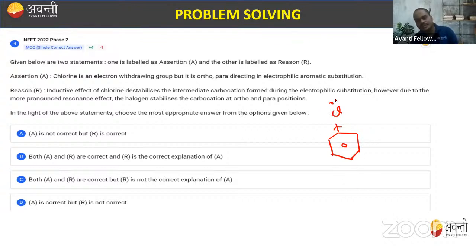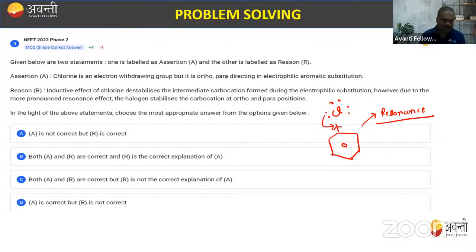Why? Because chlorine has three lone pairs. Due to this lone pair, they take part in resonance, and here resonance dominates over the I effect. That's why they are ortho para directing, because they have lone pairs of electrons which participate through resonance. So the assertion is absolutely correct: chlorine is an electron withdrawing group, yet it is an ortho para directing group in an electrophilic substitution reaction.